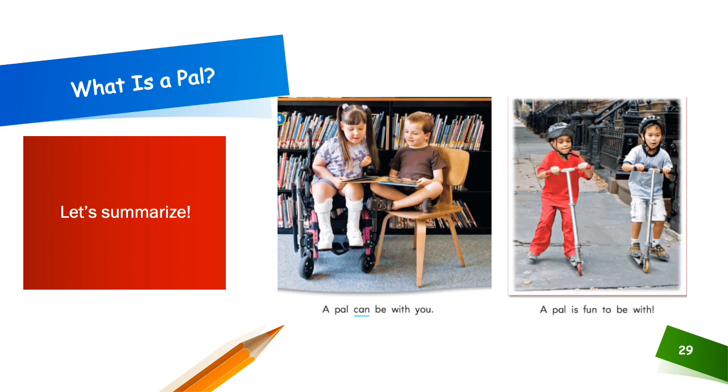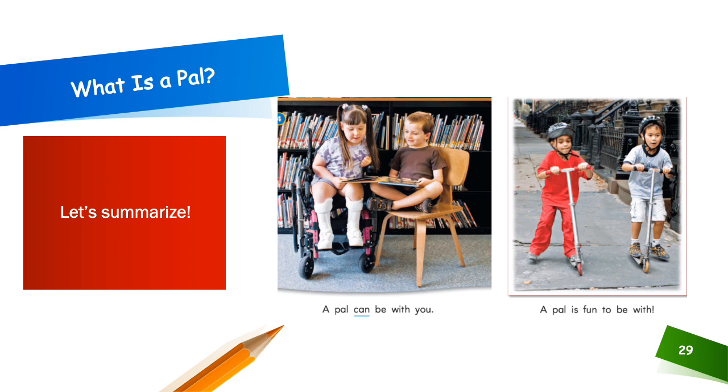A pal can be with you. A pal is fun to be with. Let's read this again. And remember, there's an exclamation point at the end of the second sentence, so let's read that with feeling. A pal can be with you. A pal is fun to play with.